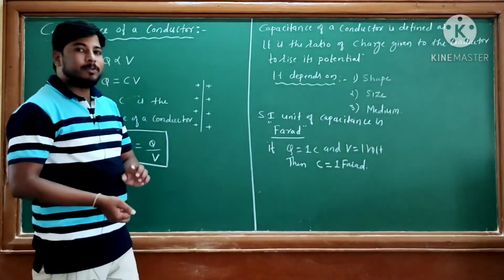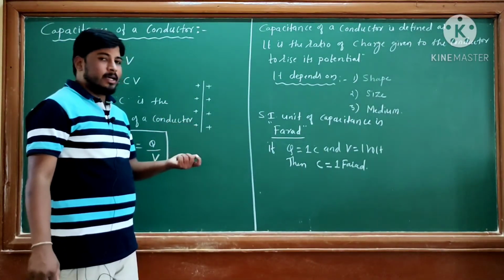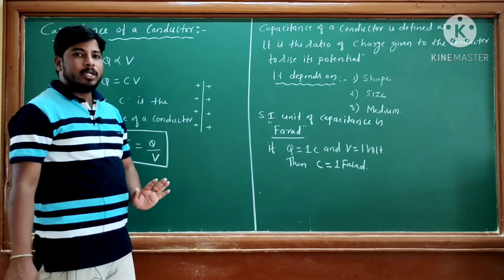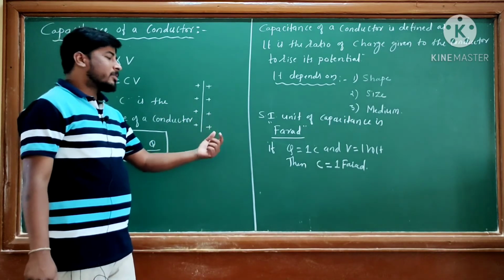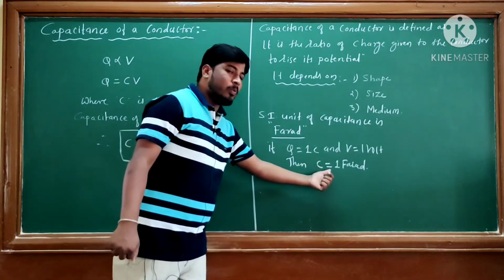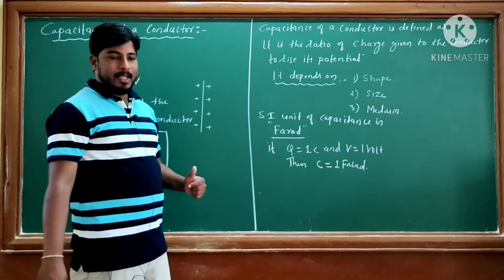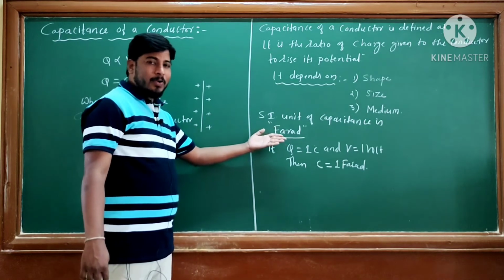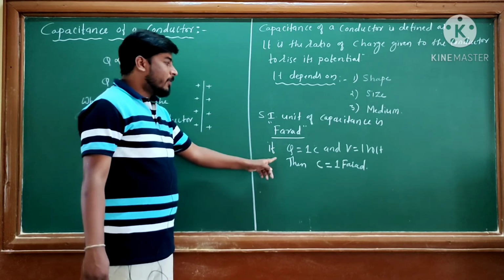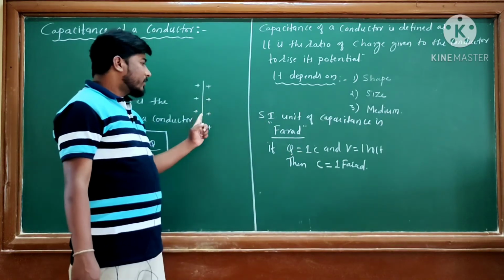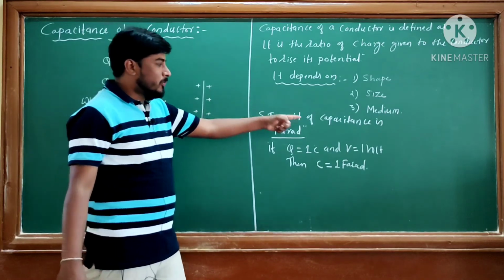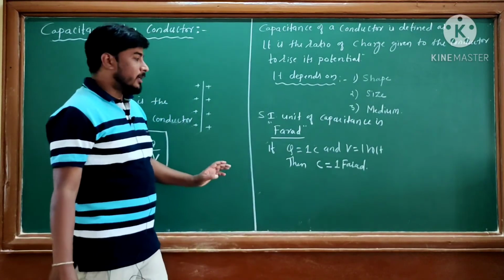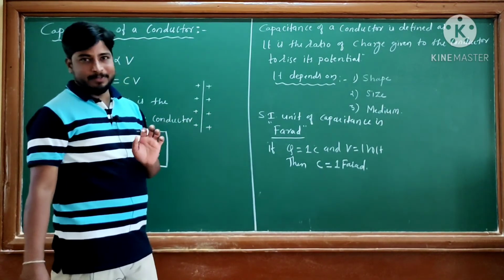If 1 coulomb of a charge given to the conductor raises its potential by 1 volt, then we can say that the capacitance of the conductor is 1 farad. I am going to define the farad here. What is farad? How can we say that it is 1 farad? If 1 coulomb of charge given to the conductor raises its potential by 1 volt, then we can say that the capacitance of that conductor is 1 farad.